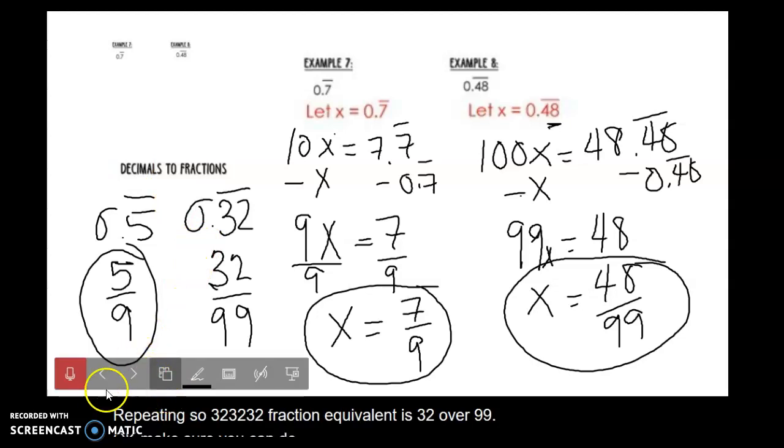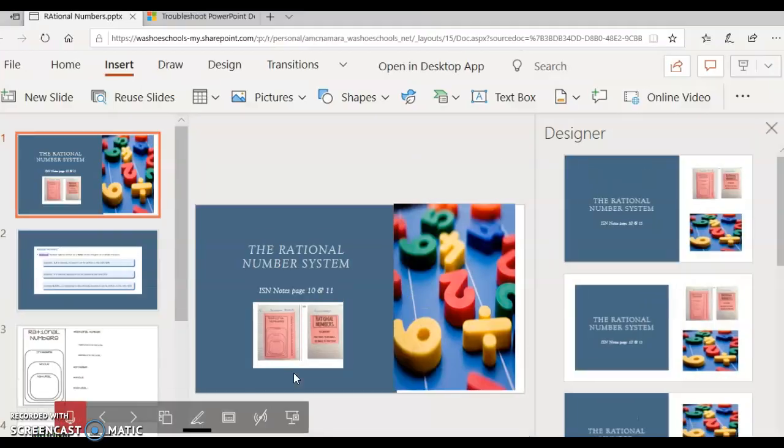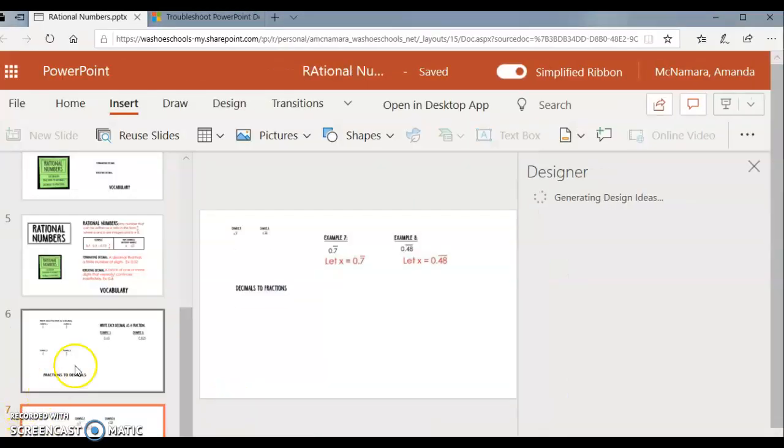Make sure you finish all the stuff that you were doing in your notes, and that's the rational number system. I'm all done.